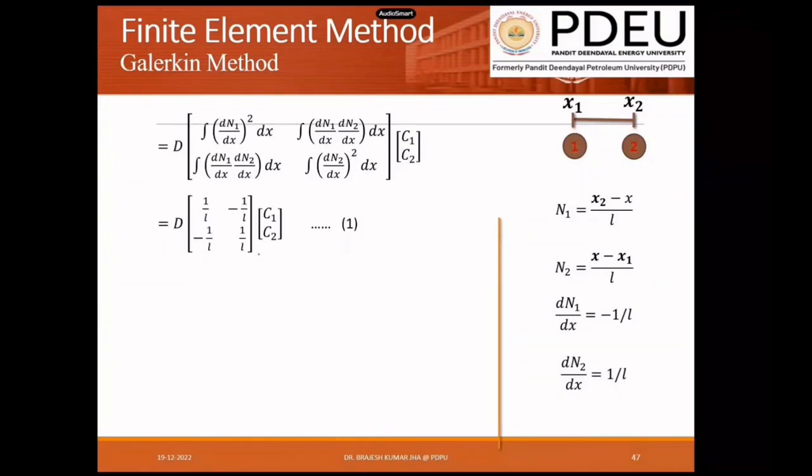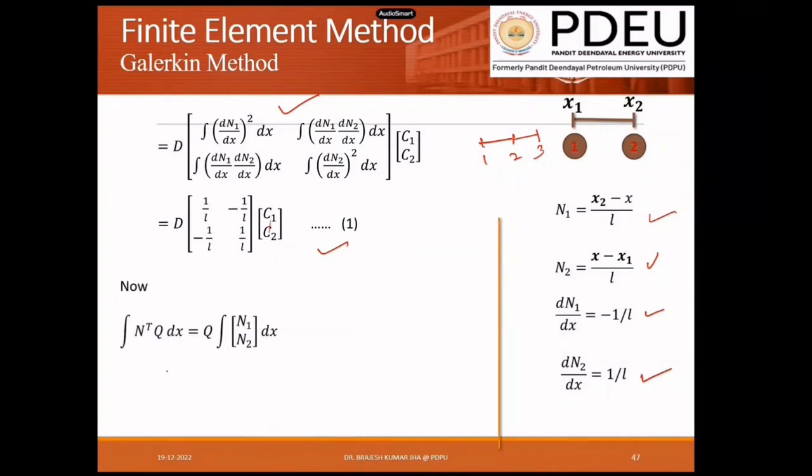Okay, so you know N1, N2 is defined in such a way. So dN1/dx is minus 1 upon L, and dN2/dx is 1 upon L. Accordingly, you can define here. So the integration of (dN1/dx) squared dx is 1 upon L, and the same way we can write the rest. Now, this is for C1, C2 for the one element. If you go globally, it is 1, 2, 3, so C1, C2 can be changed to C2, C3, and this matrix is common for each and every element here.